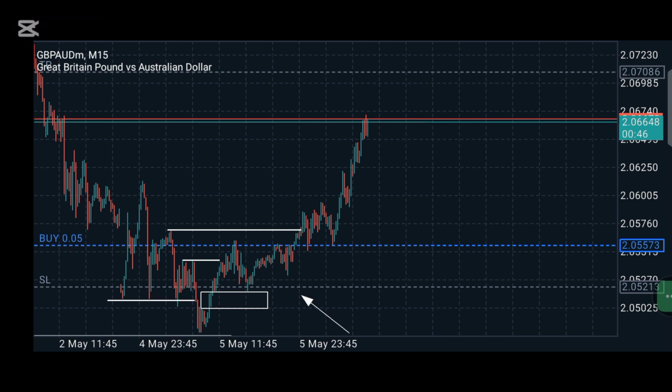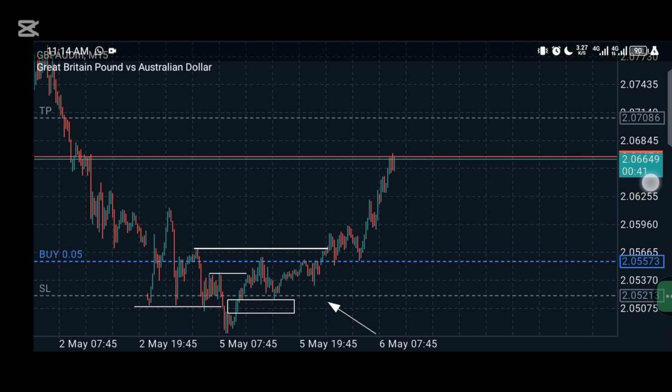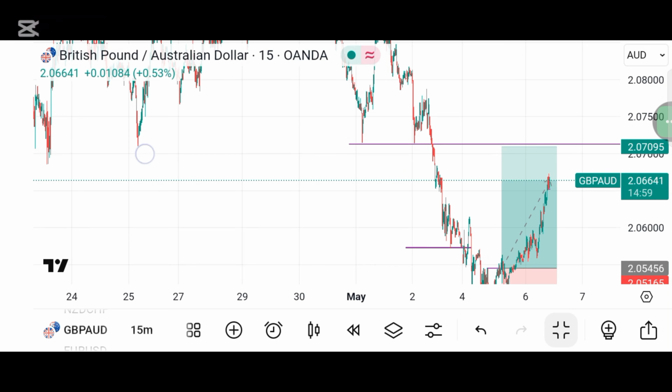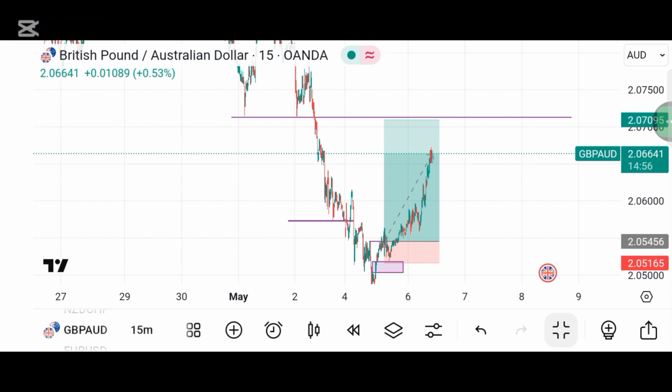So let me take you to my TradingView where I did the analysis. So this is my TradingView here, and this entry model is actually called the candle range theory entry model. Not just the entry model, how did I make the analysis? It's more of a top-down analysis.